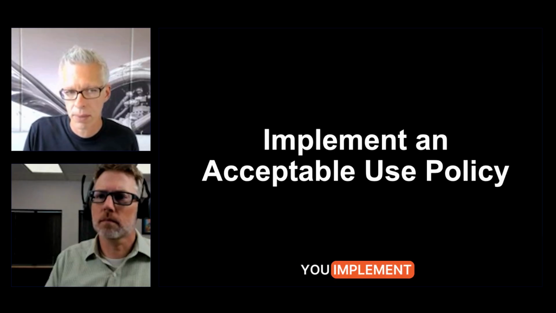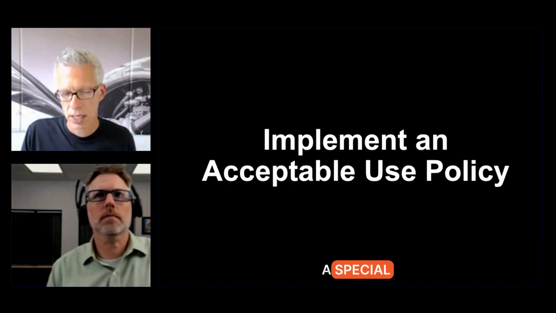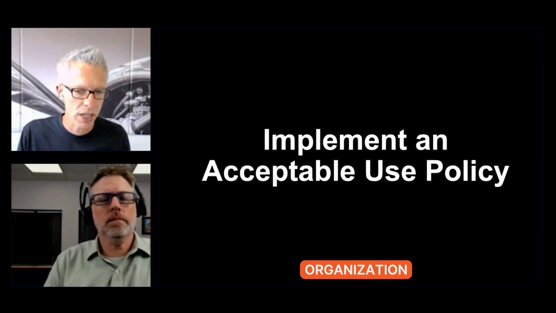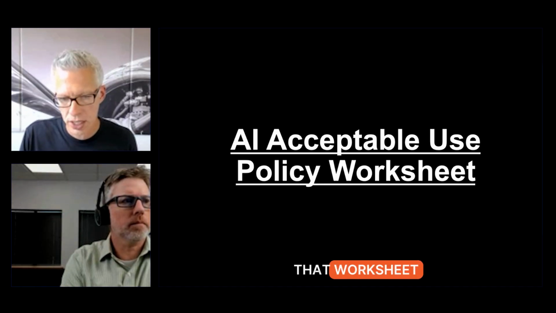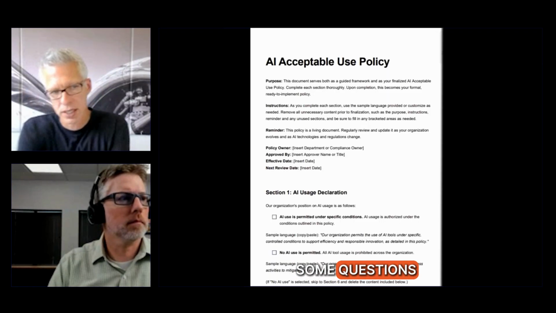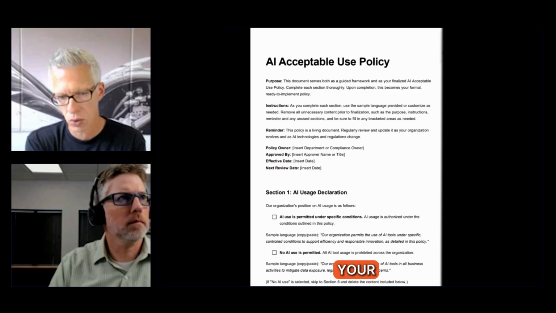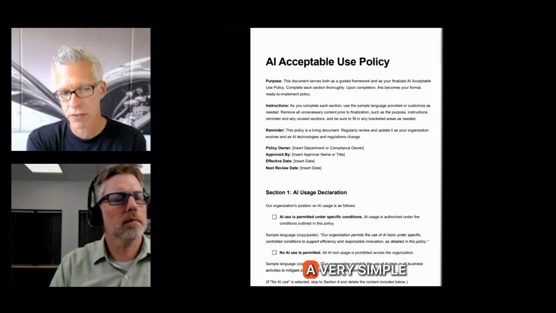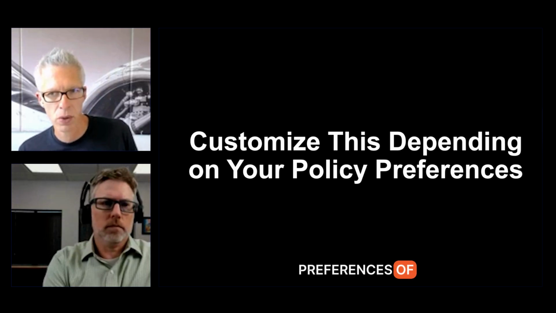And the answer is you implement an acceptable use policy. But this is a special acceptable use policy. It's not the normal one that you might have in your organization. It's an AI acceptable use policy. That worksheet will give you some questions. It's going to ask you a few things like what's okay and what's not okay inside your organization. And this can be used to build out a very simple acceptable use policy. And you're going to customize this depending on the preferences of your organization.